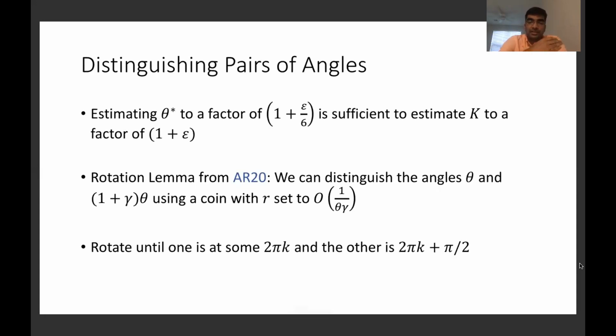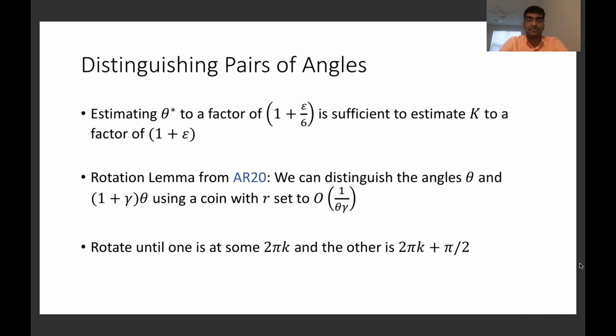So before we tackle the overall problem, we first look at a simpler version of the problem, which is we are given two angles. Suppose we know that theta star is one of them. How do we distinguish them? How do we figure out which one it is? And also note that over here, I'm switching from talking about estimating k to estimating theta star. This is because they are equivalent up to some factor on the epsilon. Namely, estimating theta star to a factor of 1 plus epsilon over 6 is sufficient to estimate k to a factor of 1 plus epsilon. So from now on, we'll talk about estimating theta star.